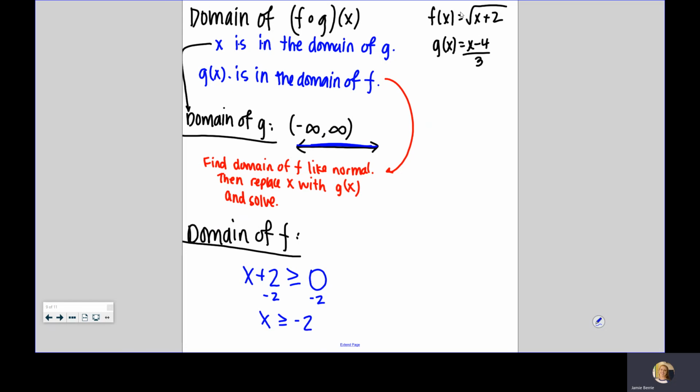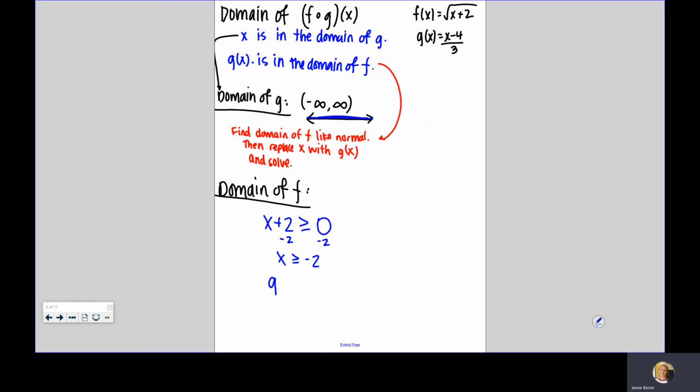But we're not done, because once we've got x by itself, we're going to replace x with g of x and solve. All right, so they told us that g of x was x minus 4 over 3. You can add in this extra step if you want, replacing it with g of x, and then saying, okay, they told me g of x is x minus 4 over 3.